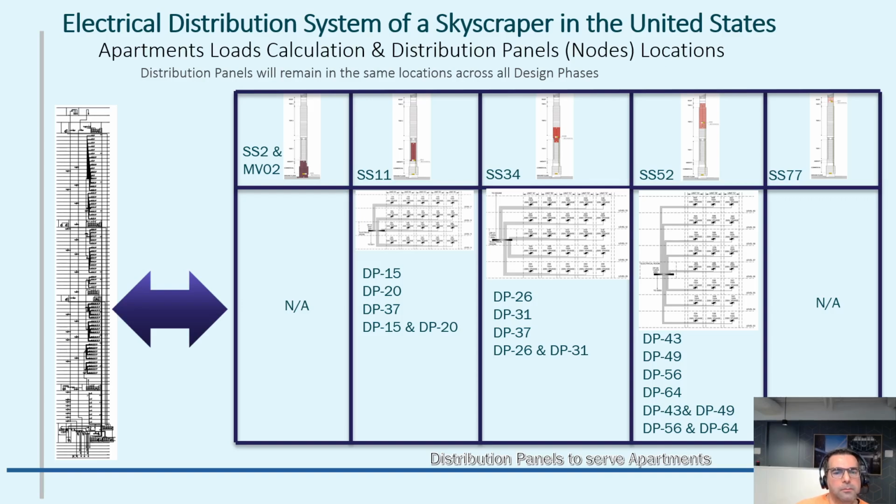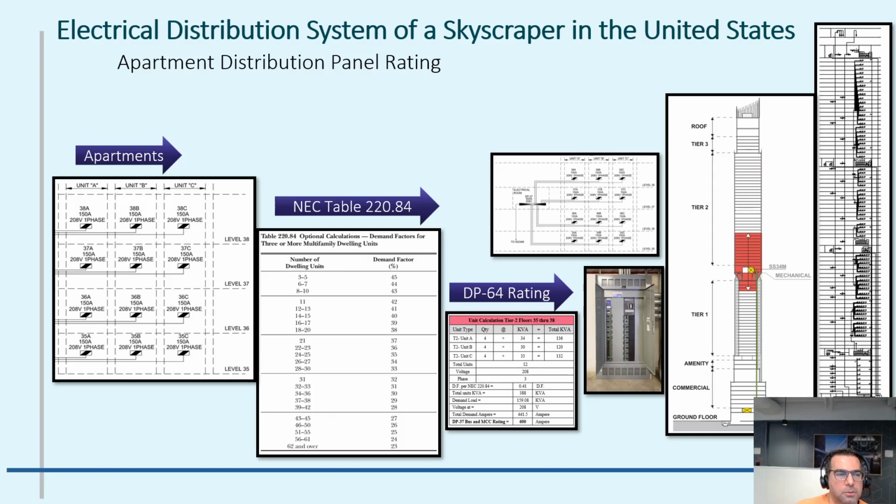Another thing is, when we calculate each apartment, each unit, we are going to have sub nodes. For sub nodes, we size the electrical sub distribution panel to serve the apartments based on the NEC and the number of apartments. This is one of the examples that I brought up, and we use NEC table 220.84 to rate the electrical panel.